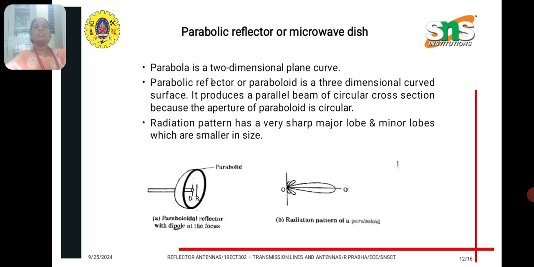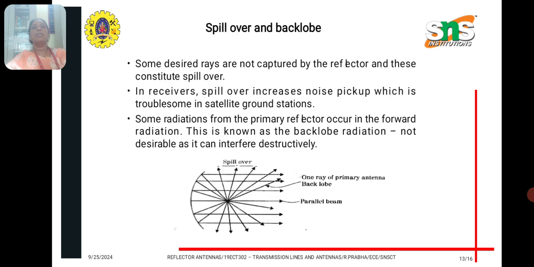A parabola is a two-dimensional plane curve. A parabolic reflector, or paraboloid, is a three-dimensional curved surface. It produces a parallel beam of circular cross-section because the aperture of a paraboloid is circular. The radiation pattern has a very sharp major lobe and minor lobes which are smaller in size. The diagram represents the radiation pattern of a paraboloid.